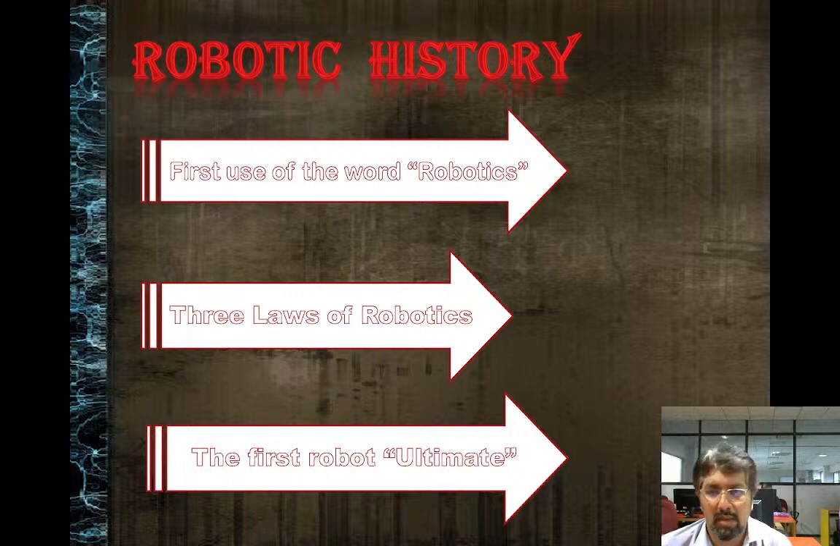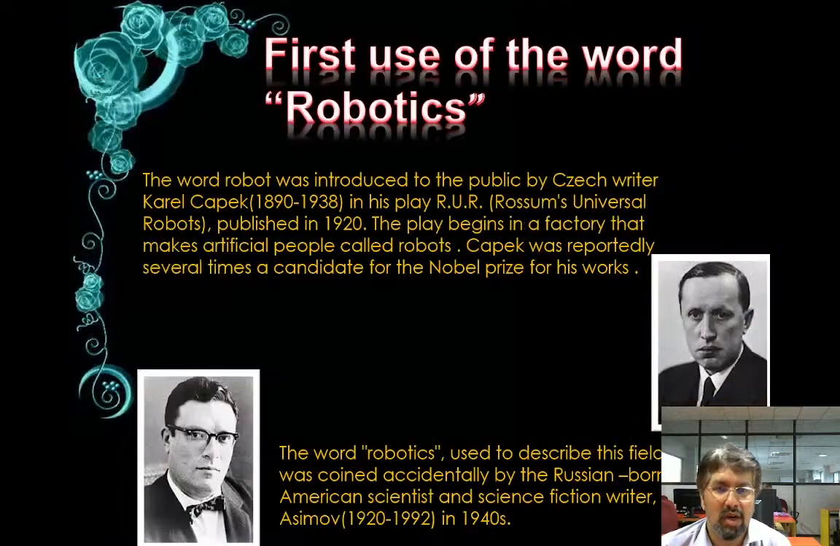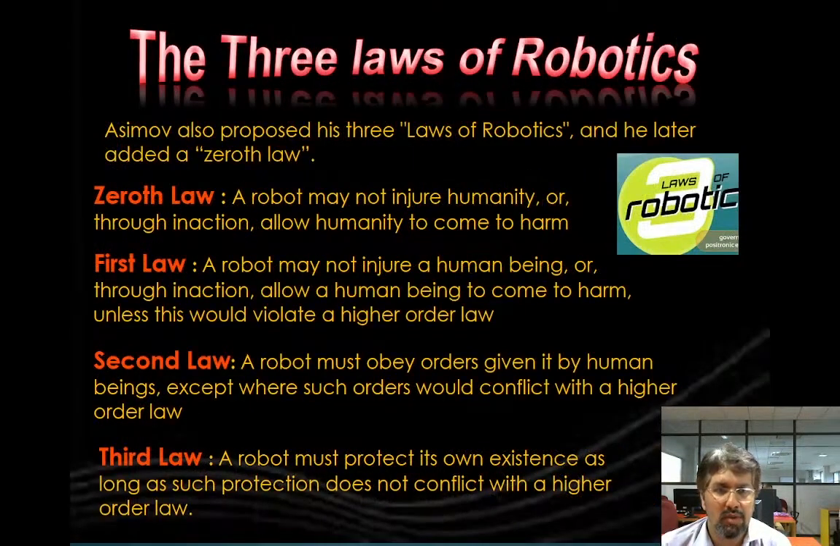Then 3 laws were proposed for robotics, and the first robot was introduced. The first word was introduced by the Czech writer Karel Čapek, and later the word robotics was described, accidentally, by the American scientist Isaac Asimov. He proposed 3 laws of robotics also, and now a zeroth law has been added to it.